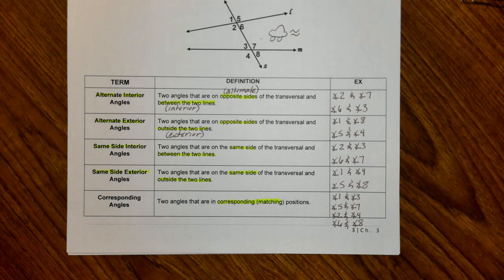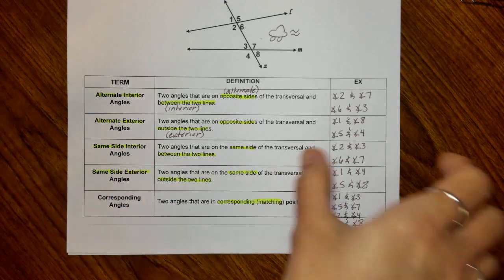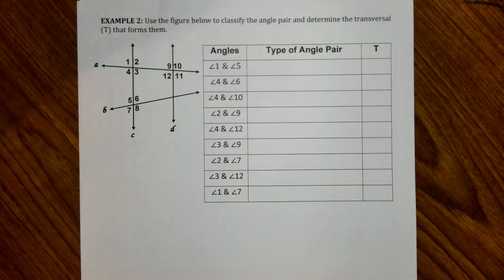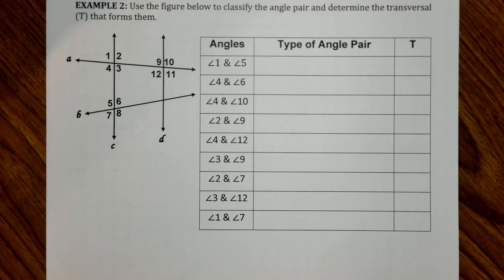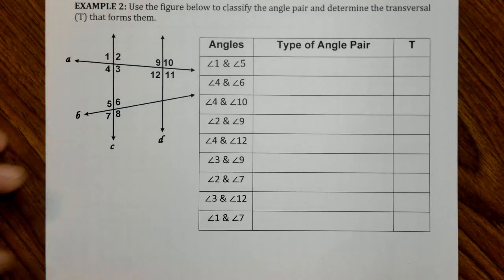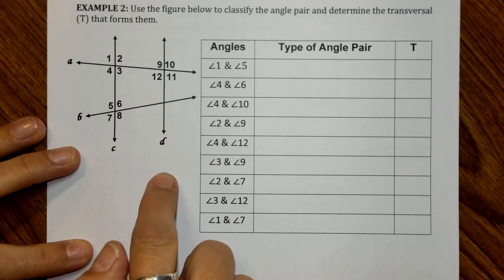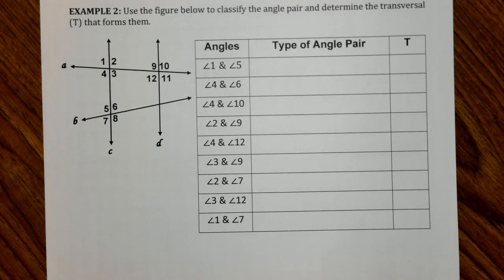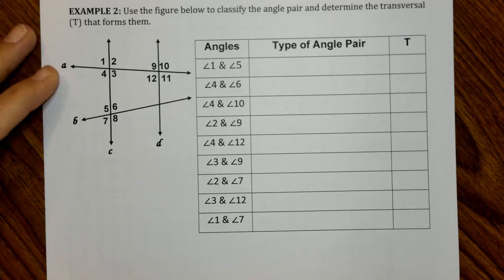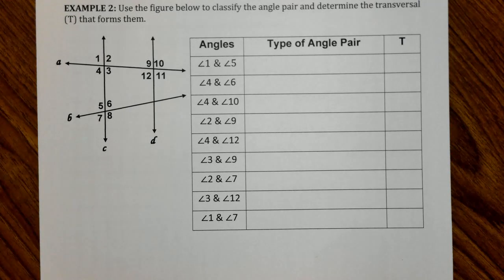This is all we're focusing on right now, so we're going to go to our last page and write in what kind of angle pairs they are, and we need to make sure we identify which is the transversal. Notice here we have 4 lines, so we need to focus on which 2 lines the angles touch, okay, the separate lines, and the transversal will be the shared line. The transversal is always the line they both touch.